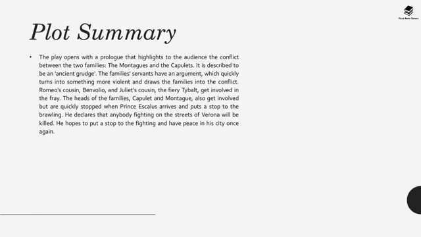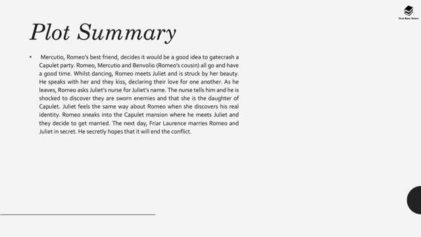He then declares that anybody fighting on the streets of Verona will be killed, as he hopes to put a stop to the fighting and have peace in the city once again. Now, Mercutio, who's Romeo's best friend, decides it would be a good idea to go to the Capulet party, and Romeo, Mercutio and Benvolio, who's Romeo's cousin, all go and have a great time. Whilst dancing, this is where Romeo meets Juliet, and he's struck by her beauty.